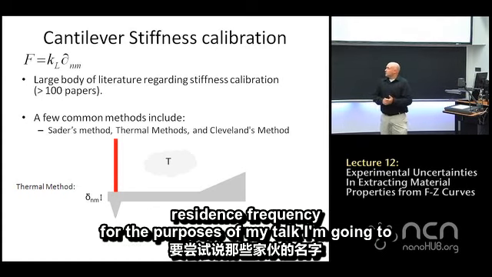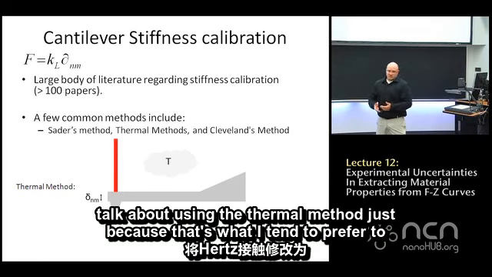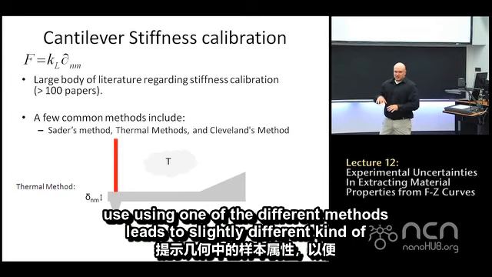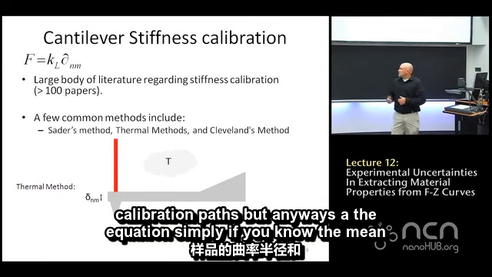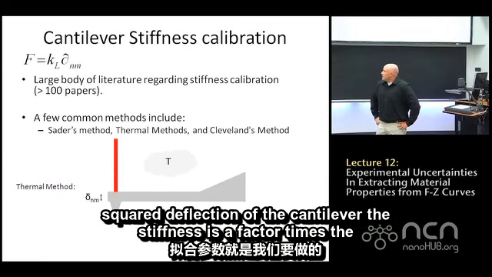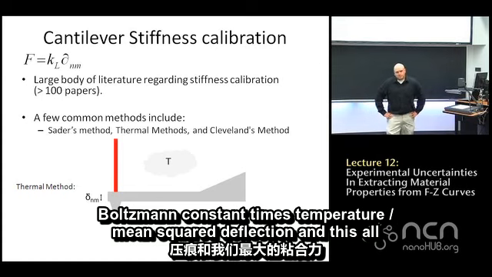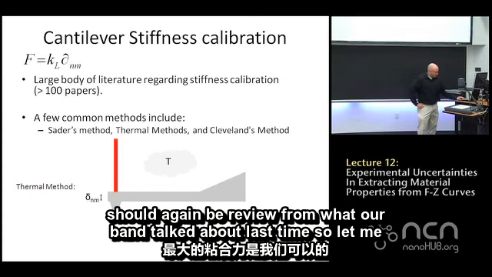For the purposes of my talk, I'm going to talk about using the thermal method just because that's what I tend to prefer to use. Using one of the different methods leads to slightly different calibration paths. But anyways, the equation is simply, if you know the mean squared deflection of the cantilever, the stiffness is a factor times the Boltzmann constant times temperature divided by the mean squared deflection. And this all should again be reviewed from what Arvin talked about last time.